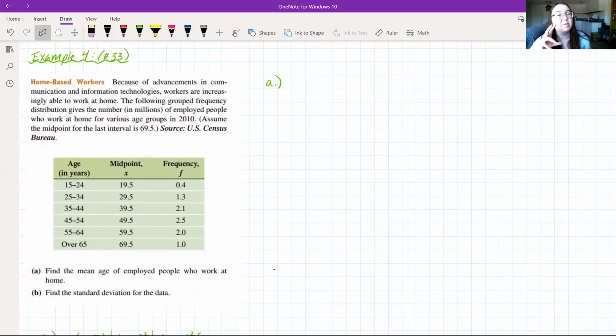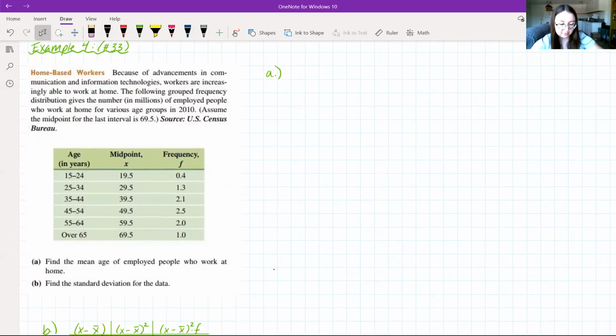All right, and this is going to be our last example here. These examples are a little bit tedious. They take a while to actually write out. So we're going to have our last example, and this is going to be a more application-based example. So we have here home-based workers. Because of advancements in communication and information technologies, workers are increasingly able to work at home. The following grouped frequency distribution gives the number in millions of employed people who work at home for various age groups in 2010. Assume the midpoint for the last interval is 69.5.